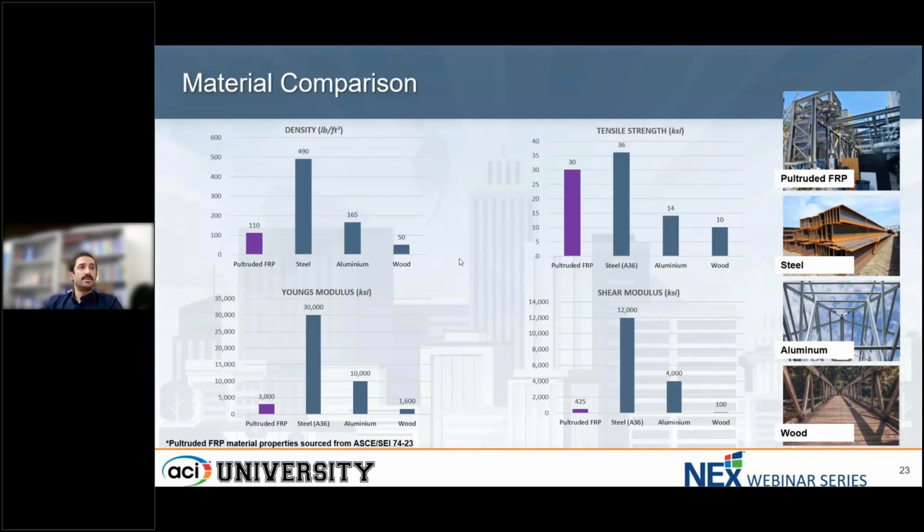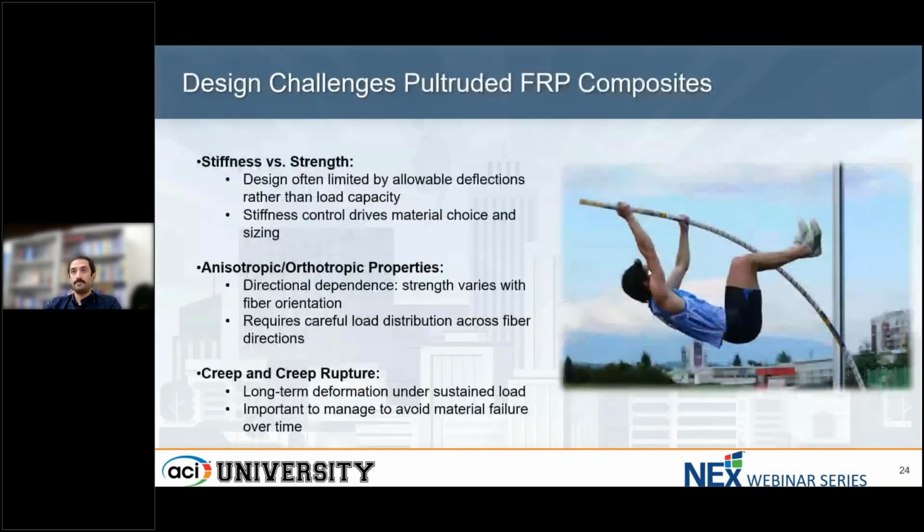About the tensile strength, FRP is around 30 KSI, which is almost the same as steel A36. However, the key difference lies in the Young's modulus and shear modulus. FRP Young's modulus is around 3000 KSI, which is about 10 times lower than steel, which is 30,000 KSI. This lower stiffness is why deflection control often governs FRP design, rather than simply focusing on the strength.